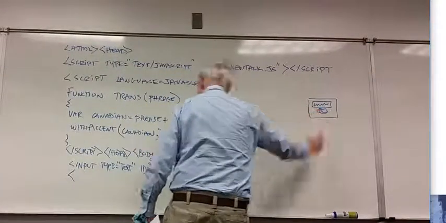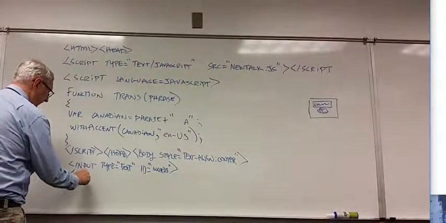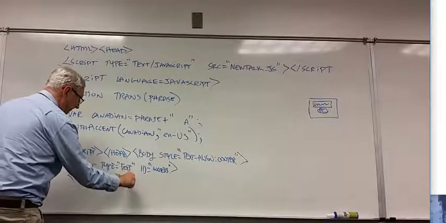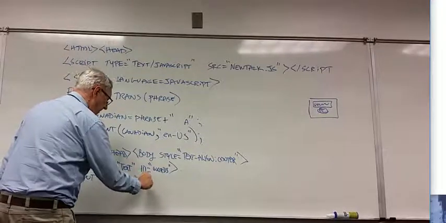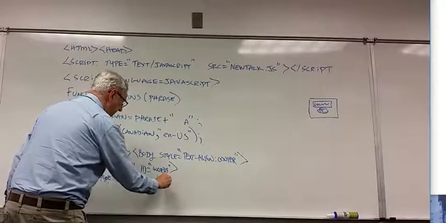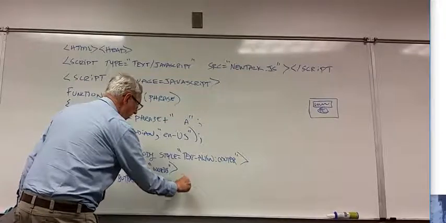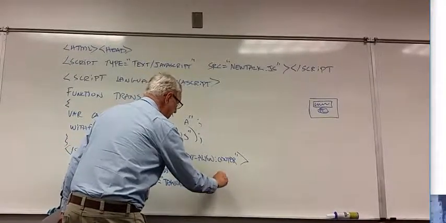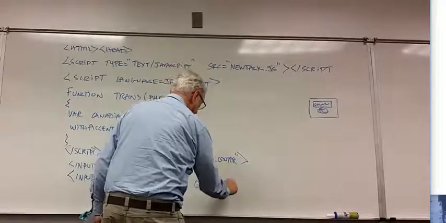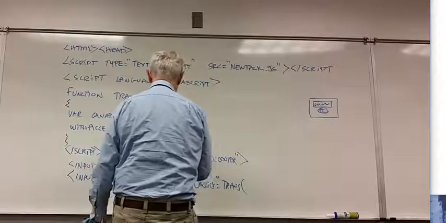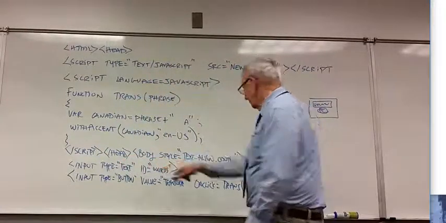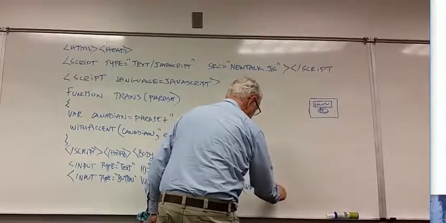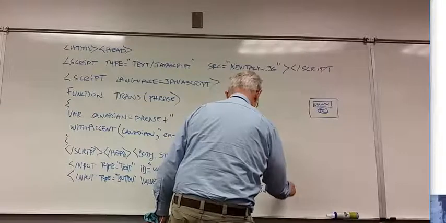Then what I do is I put the button down. This button right here. And I say, okay, input, type equals button. Value of what's on the button. You want to translate it? Translate. So that word translate would go on the button. And then you say onclick. Send, go up to this function, trans. And send this right here. This words, send words up there. With words dot value. You want to send the value of the words. And quote, and that.